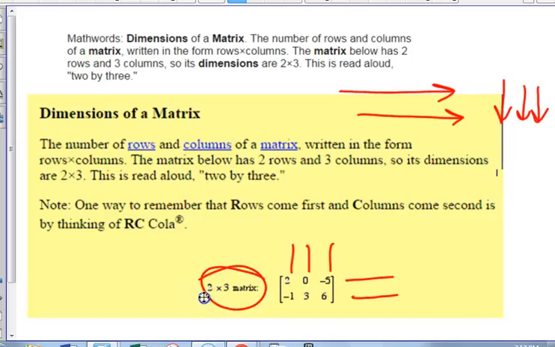Those are the dimensions. This little note says, one way to remember that rows come first is to think of RC Cola, rows by columns. Do any of you even know what RC Cola is? Okay.